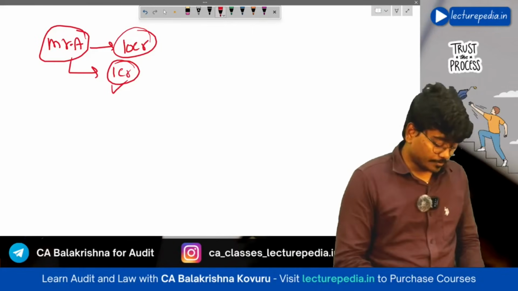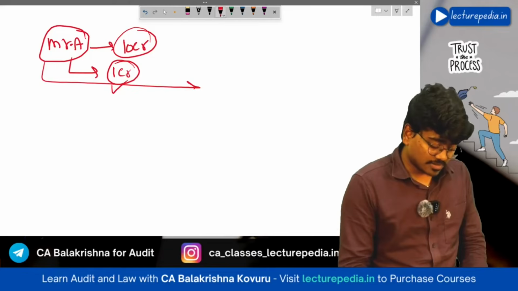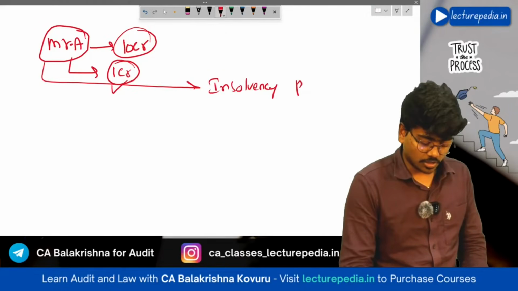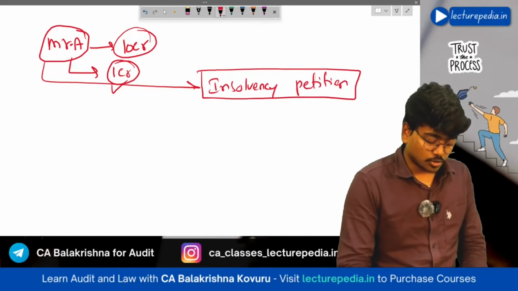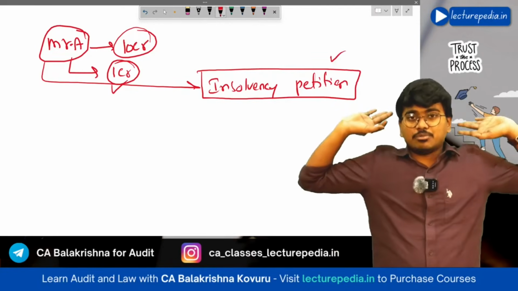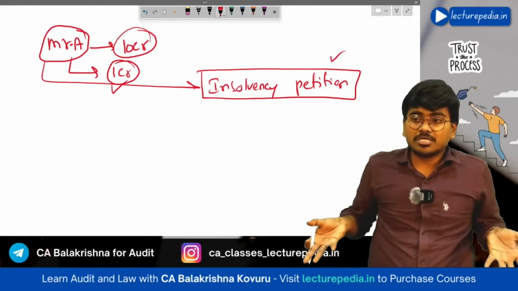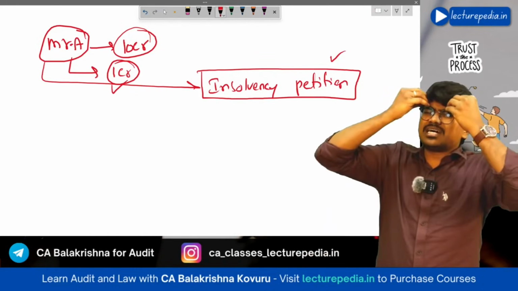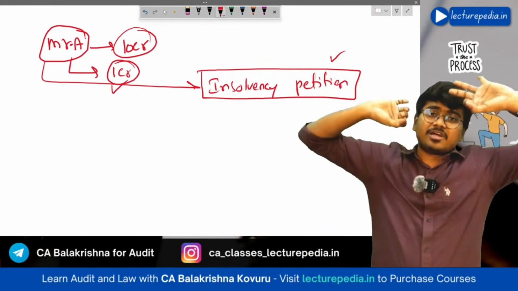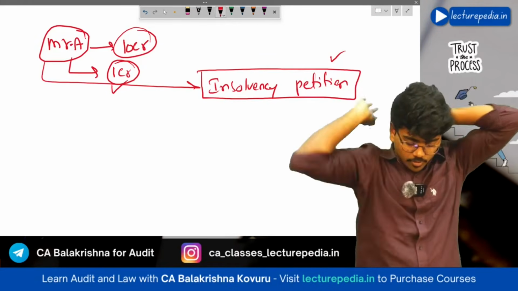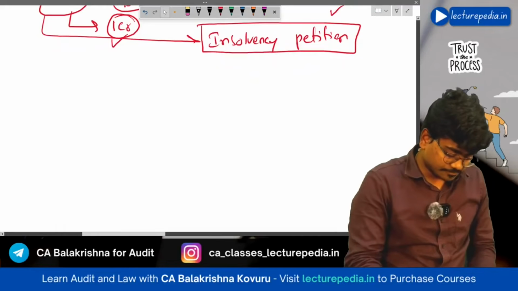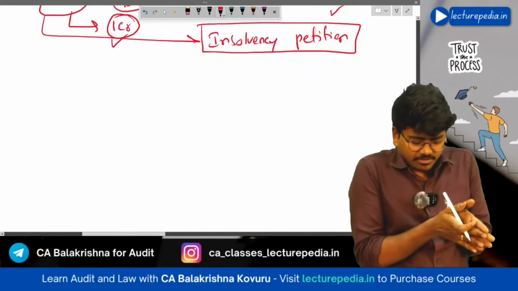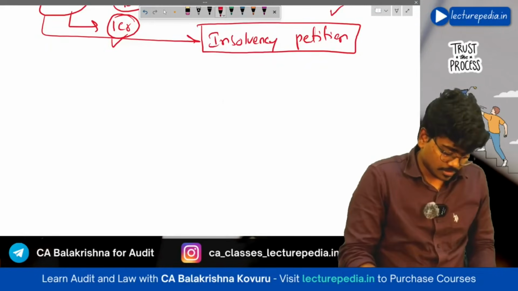So what will he do? He will file an insolvency petition with the court, right? Asking the court to discharge him from all these liabilities. He is not able to repay the liabilities, so please discharge me from these liabilities. He will file an insolvency petition, IP you will call it, with the court. Now here, let's say there will be certain 3 scenarios.